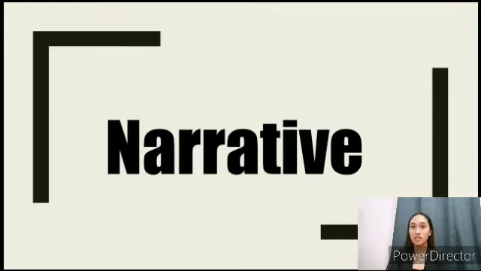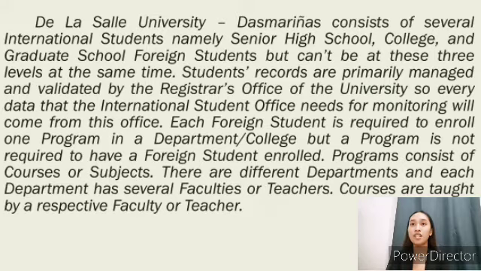For the architecture section, here's the narrative of the monitoring system for the international students. So, De La Salle University Dasmariñas consists of several international students, namely senior high school, college, and graduate students, but can't be at these three levels at the same time. Students' records are primarily managed and validated by the Registrar's Office of the university, so every data that the International Students Office needs for monitoring will come from this office.